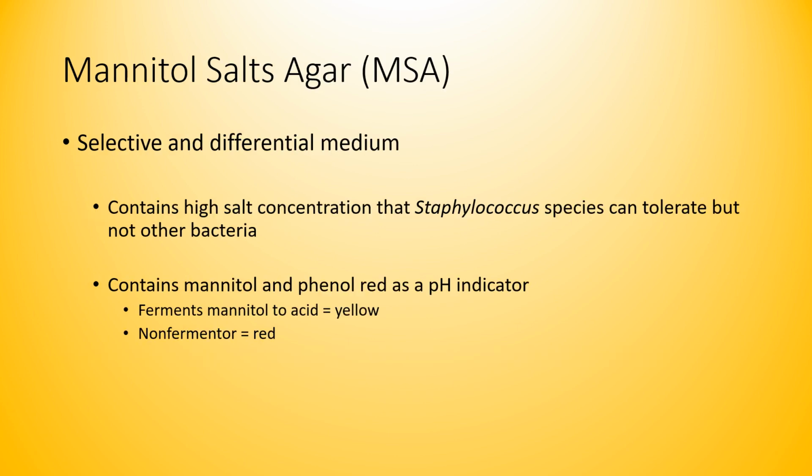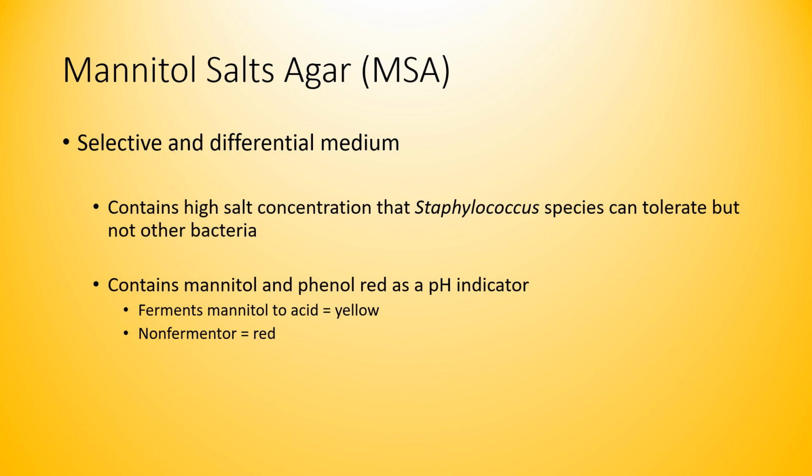To grow it, we often will grow it on a media that's called mannitol salts agar. This is both a selective and a differential medium. It is selective in that, as the name implies, it has a high salt concentration, so usually Staphylococcus is the only species that can grow on it. So if you see growth on an MSA plate, which is what we call the mannitol salts agar, it's probably going to be Staphylococcus. So that's how it's selective.